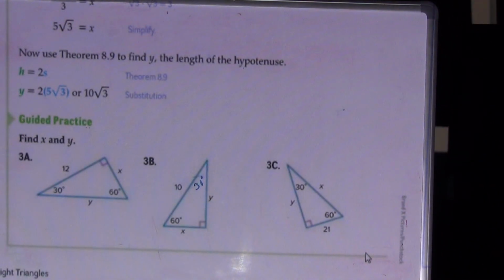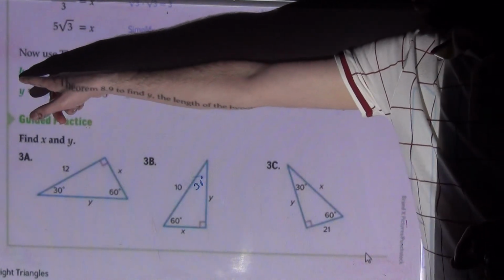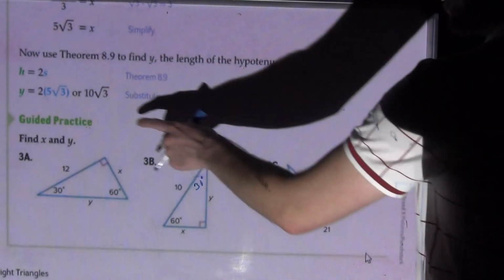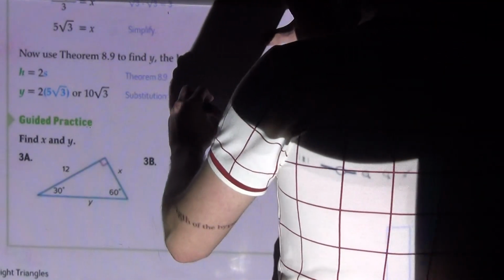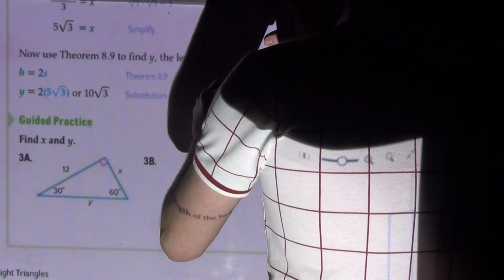Alright, so we know that the side across from the 90 is 10. So we know that from up here, right? The side across from the 90 is what they did up here. We know that, and s is kind of the side across from the 30. We know that 10 is going to be equal to 2 times x.